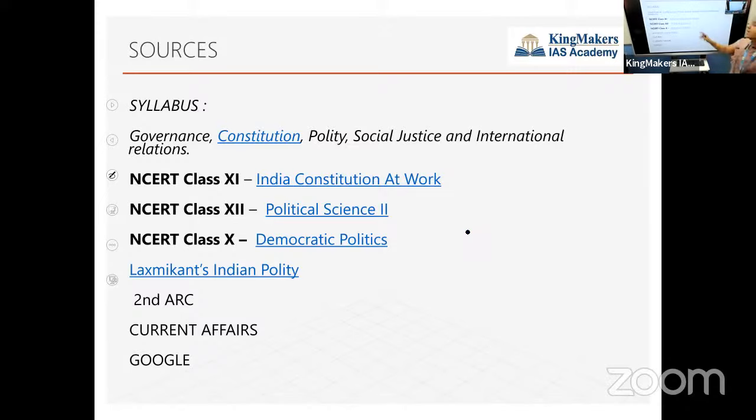How will you do that? NCERT class 10, 11, 12, first strategy: book back questions. Again, instead of the 1-marker questions we looked at before, we are now going to look at the 3-marker and 5-marker book back questions.